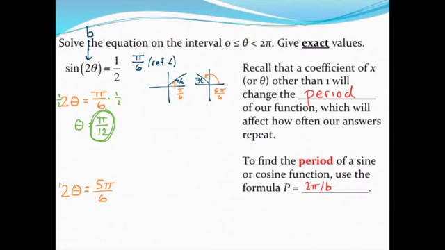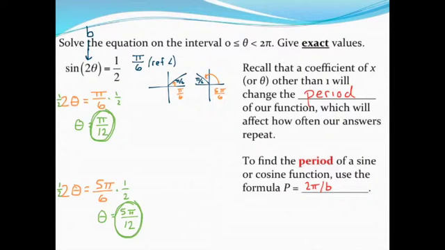And then down here, same thing. I'll multiply both sides by 1/2, or divide by 2, it's the same thing. Multiplying by 1/2 is just easier for me to do in my head, working with fractions. And so this angle becomes 5 pi over 12. Those are my first two solutions.